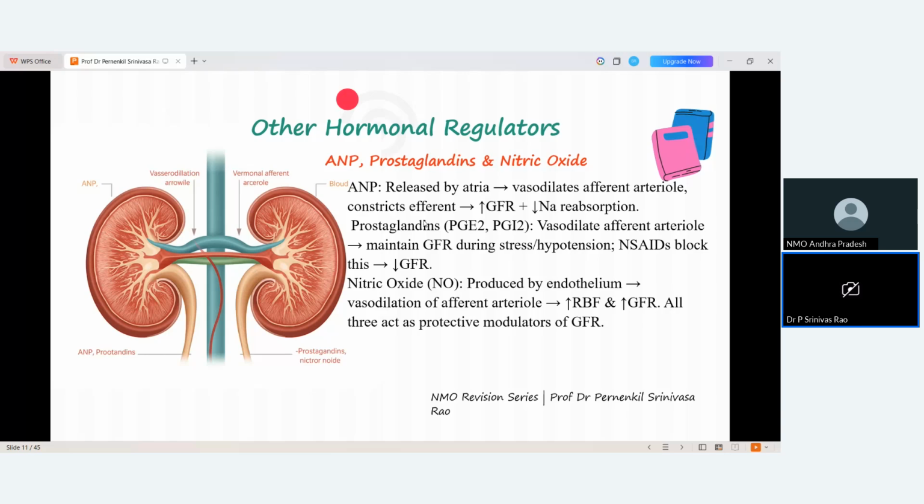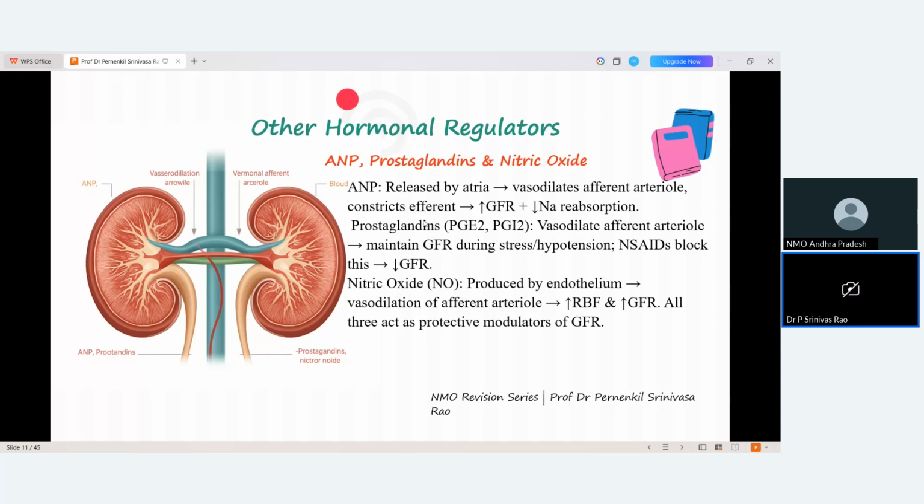Then prostaglandins E2 and I2 will cause vasodilatation. So remember, non-steroidal anti-inflammatory drugs like Brufen, then all the painkillers block this. They reduce GFR. But I have seen so many students taking painkillers like chocolates. Every day they are taking the painkillers. Remember, this will cause a problem with your kidneys.